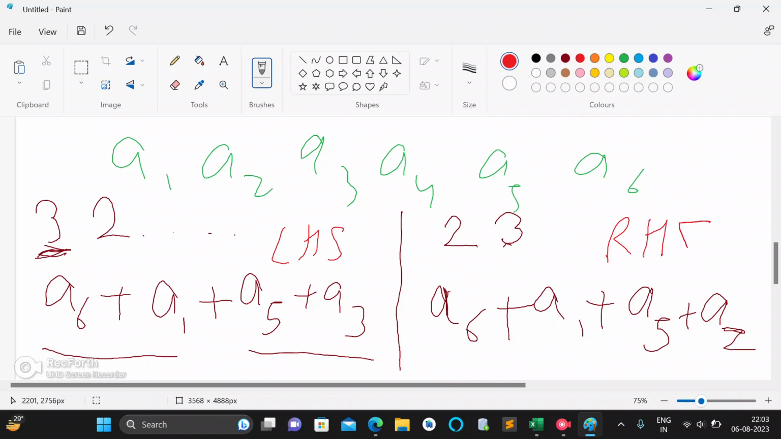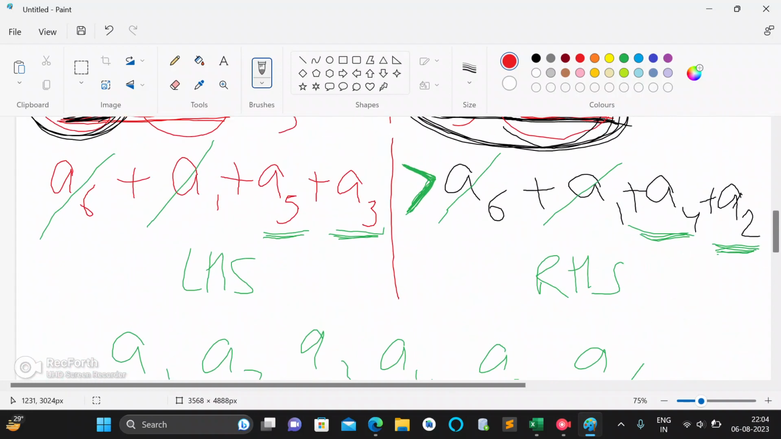You can easily see that if we compare the left hand side and right hand side, a6 cancels, a1 cancels, a5 cancels. The only thing that remains is a3 and a2, and you know that a3 is greater than a2. So the left side is more optimal than the right side. In these two scenarios, I have told you why we have to sort the friends array in decreasing order.